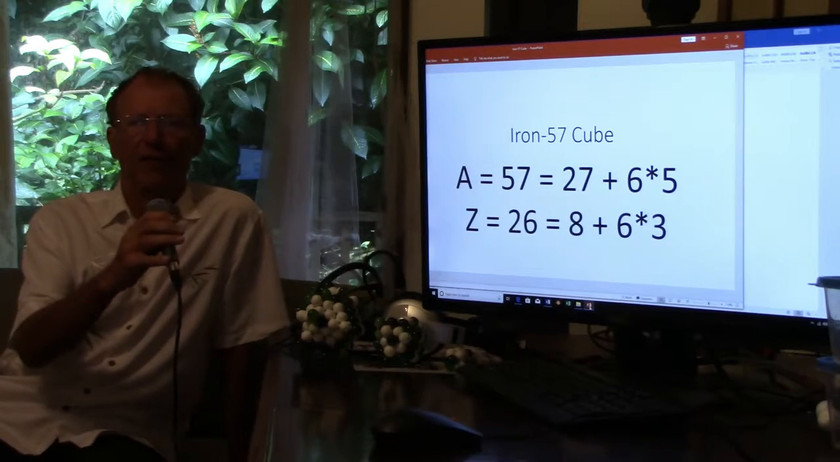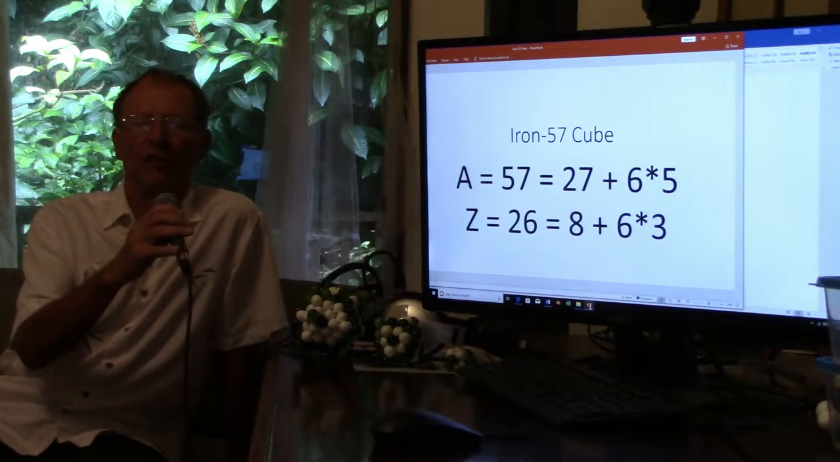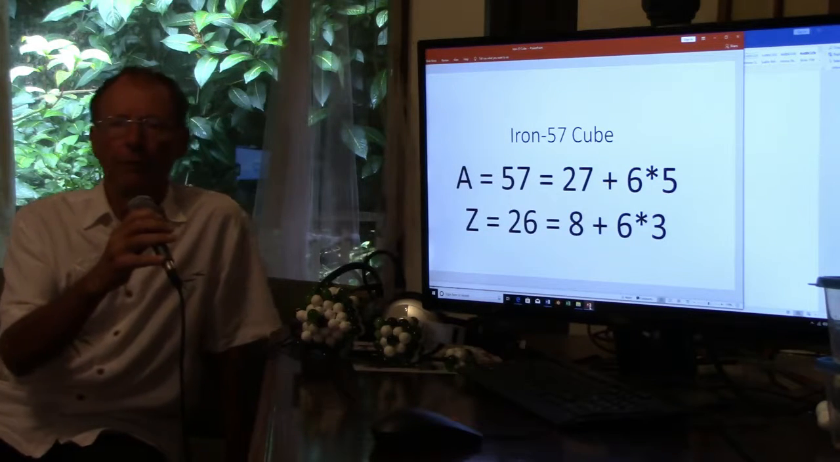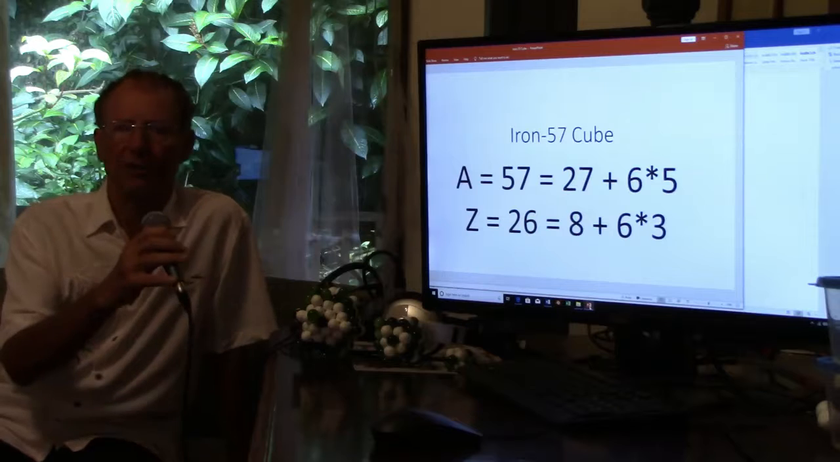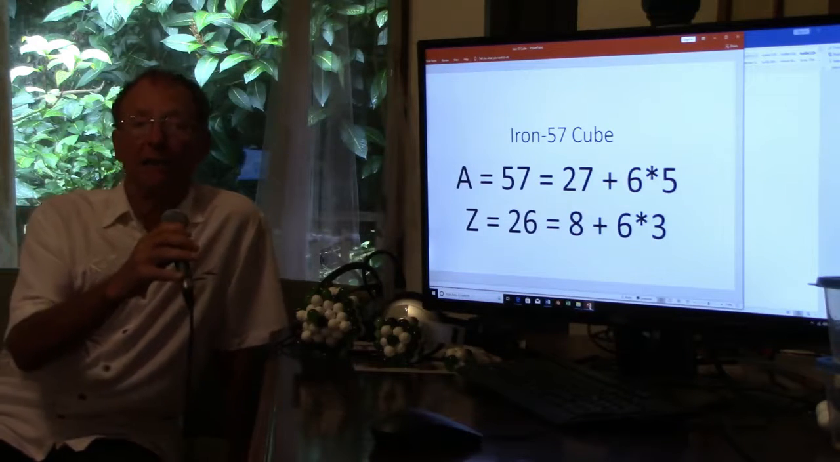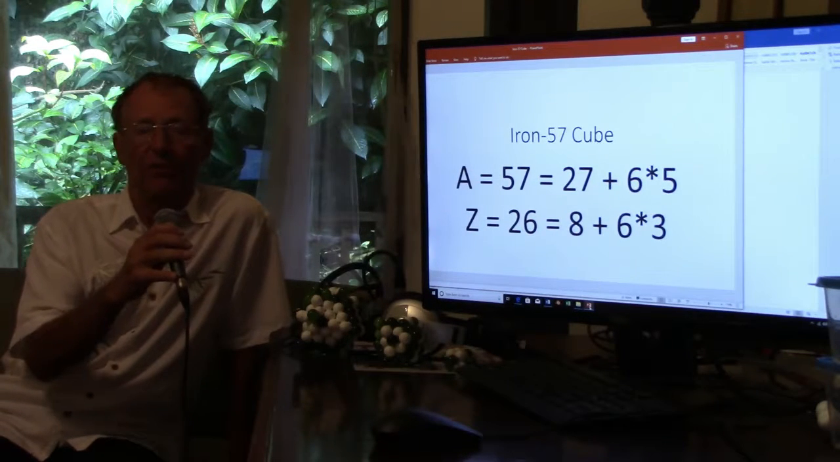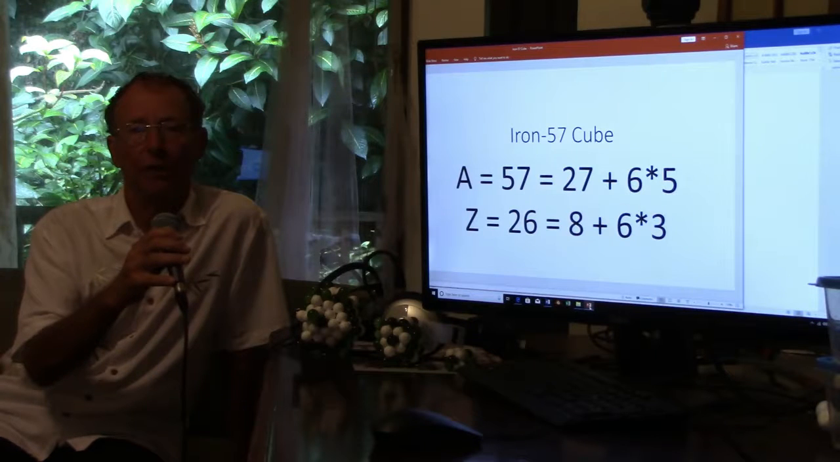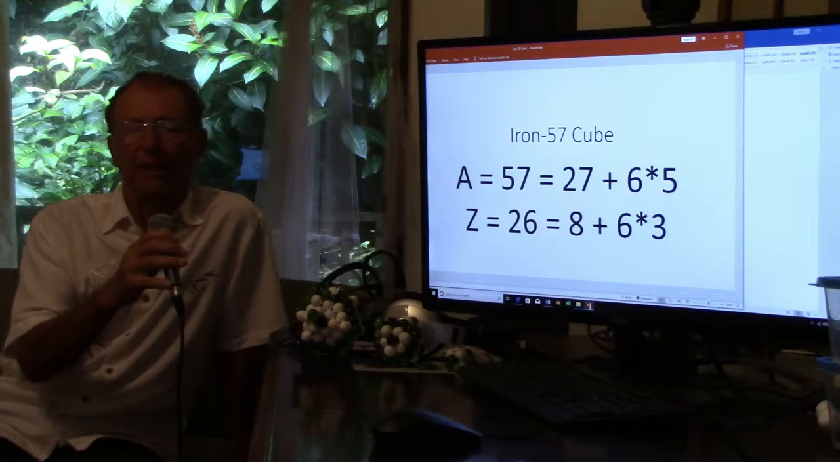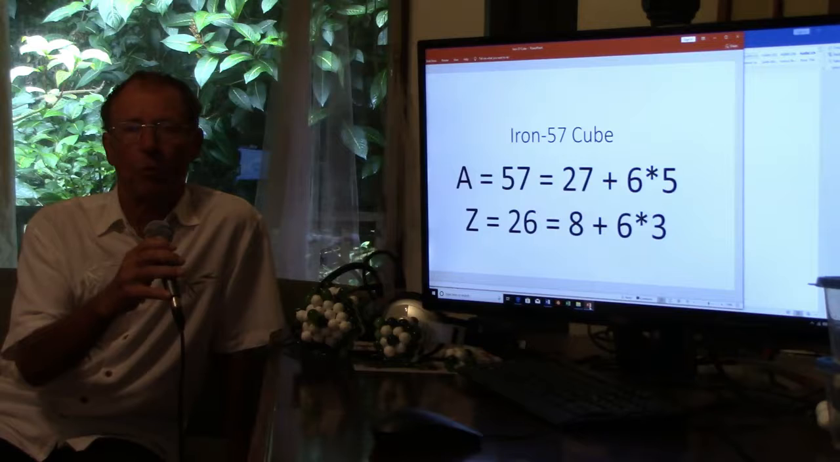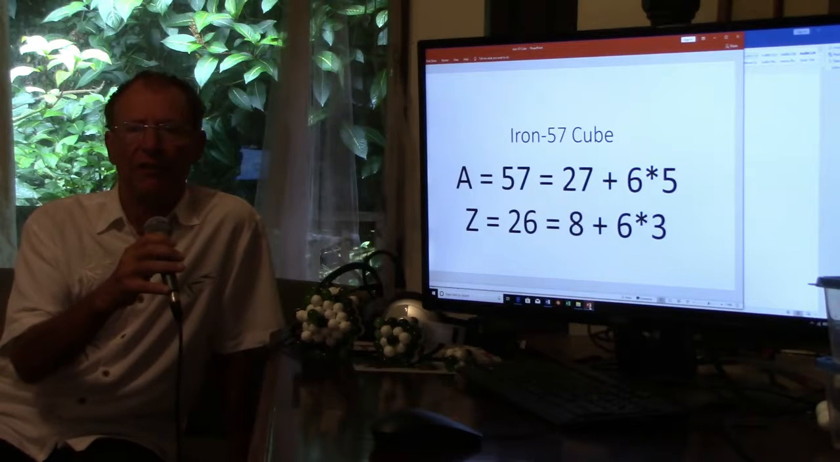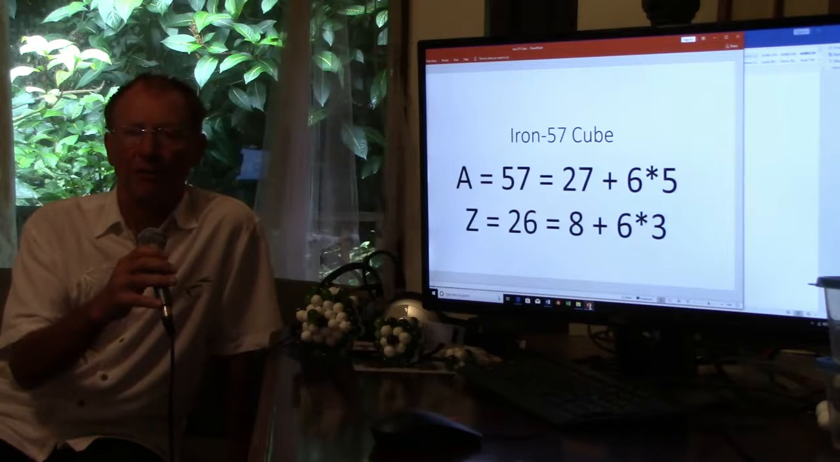A cube has 6 faces. So on each face of the cube, we would have 5 protons and neutrons. And the Z is 26, which is 8 in the cube, and 6 times 3, because the cube has 8 corners and 6 faces. So on each face, there would be 3 protons.